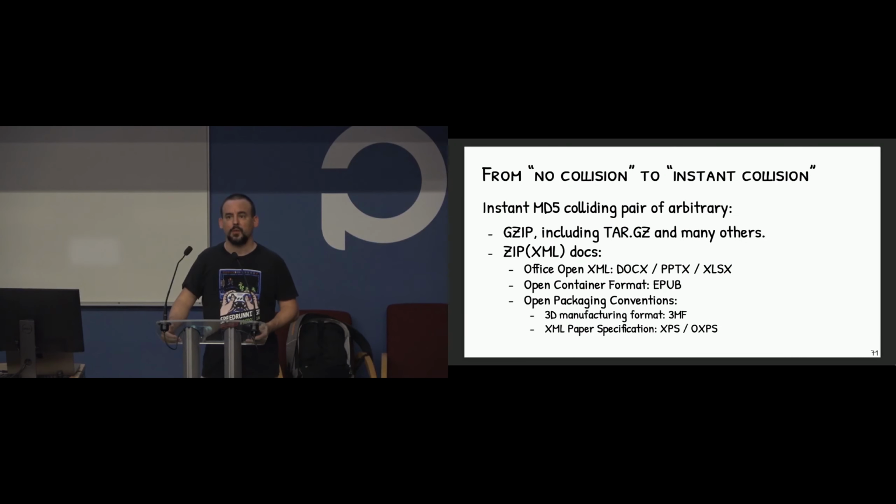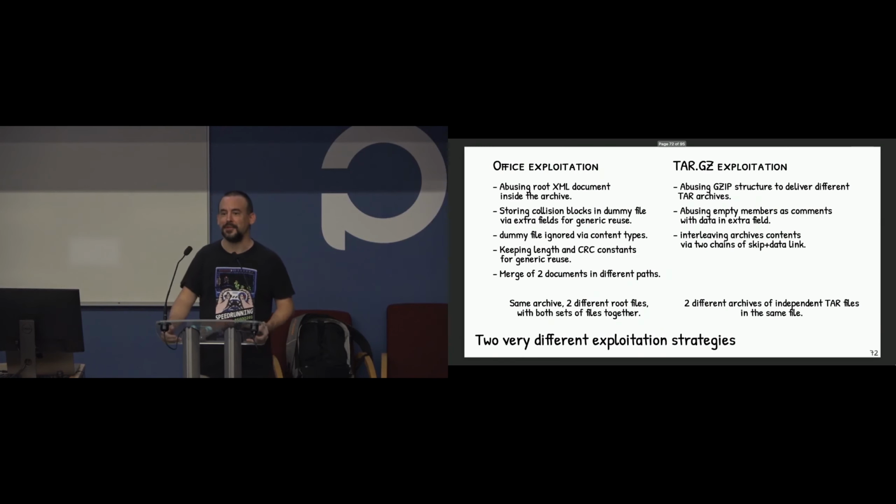Initially with this research, we went from there's no possible collision to now both of these formats have instant collisions. The collision is instant and works with arbitrary content. It covers gzip, and anything that relies on gzip, like tar gzip, and things based on XML, zipped XML documents, multiple documents. It covers several file formats, and many of them have a high importance, like Office files, or 3MF for those who print stuff.